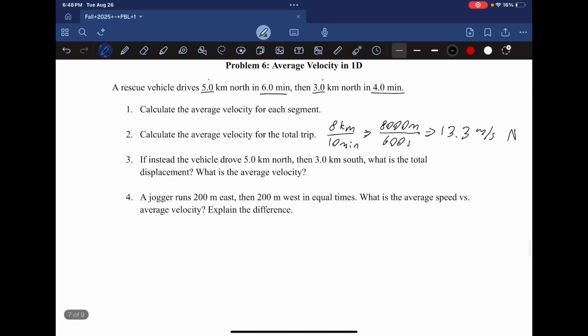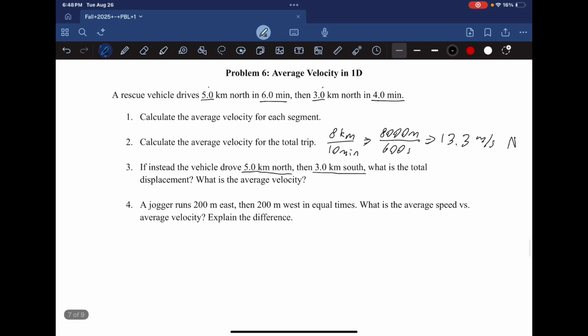Next question says, if a vehicle drove 5 kilometers north, then 3 kilometers south, what is the total displacement and average velocity? So let's say we've got 5 kilometers this way, and then 3 kilometers this way. This distance from the starting point is only going to be 2 kilometers. So the displacement is 2 kilometers. Now let's say it still takes the same amount of time, so our 10 minutes. That would be 2 kilometers per 10 minutes.